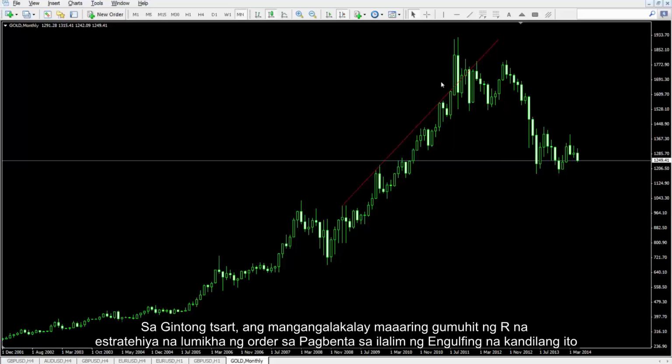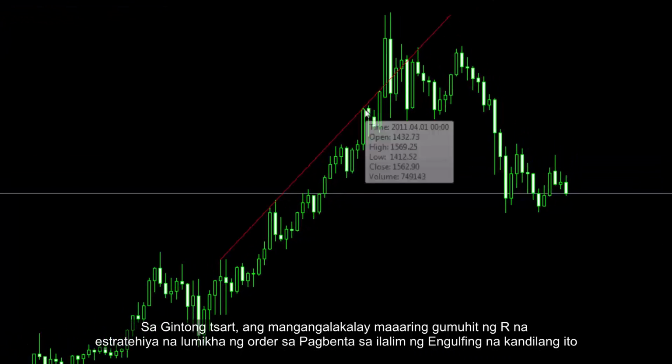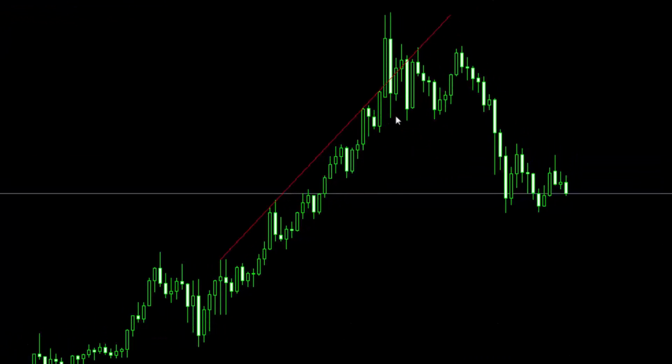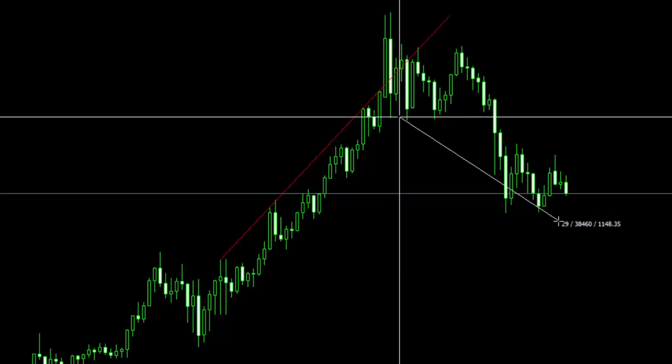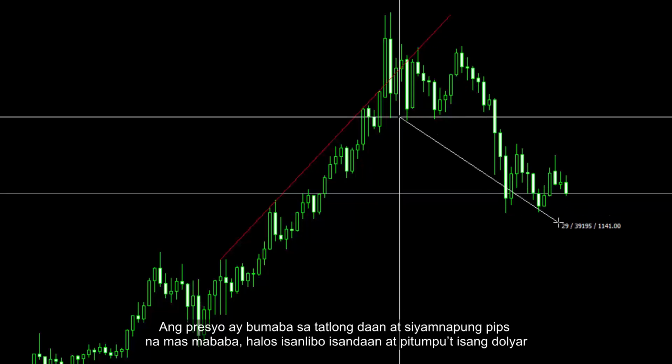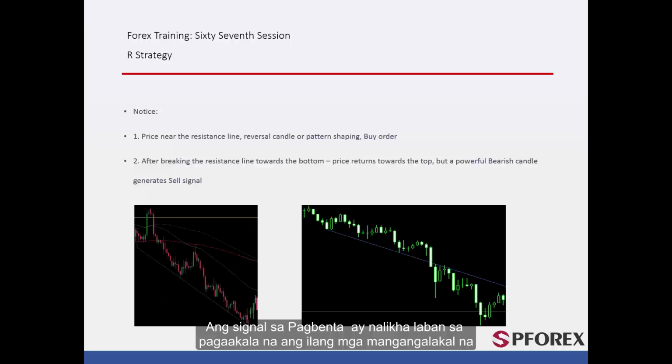On the gold chart, a trader could draw the R strategy that generated a sell order below this engulfing candle. TP price could be 394 pips lower than the entry price. Price decreased 390 pips lower, around $1,171. This sell signal was generated against the presumption of some traders who speculated that gold would go higher after the price had reached $1,900.